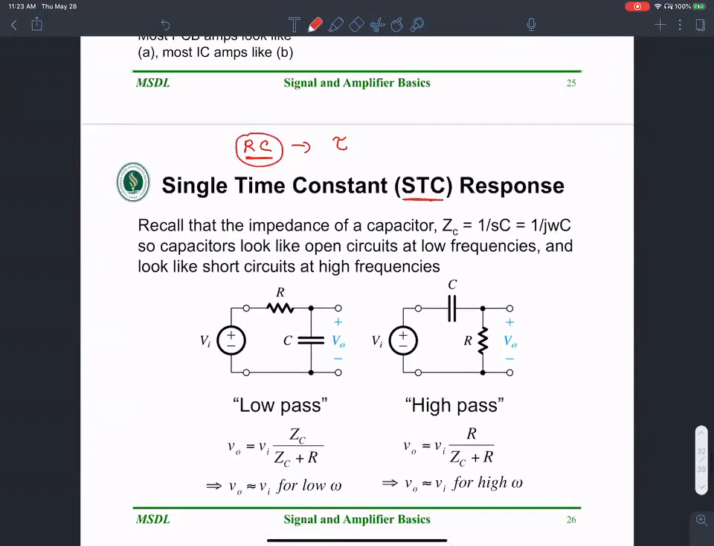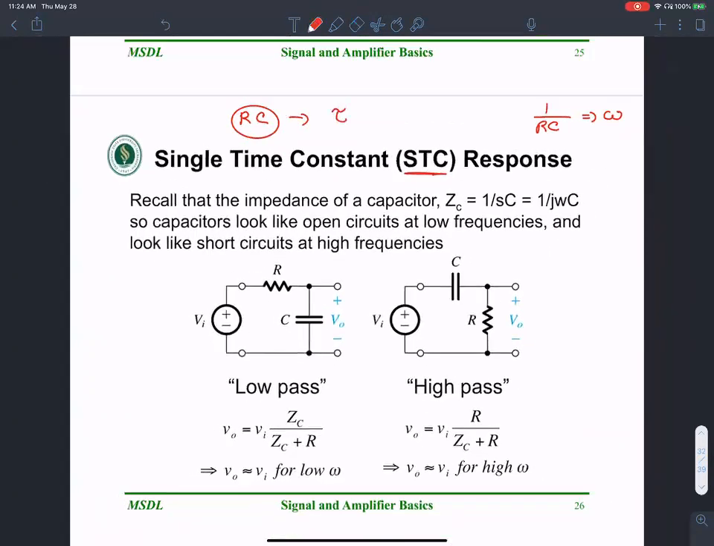Now, the idea is this notion of the product of R times C has a lot of intuitive significance. 1 over RC naturally has units of frequency, radians. If you do 1 over 2 pi RC, then you have hertz. Owing to the fact that R times C usually contributes to delay, it contributes to various artifacts. In the Laplace domain, the impedance of a capacitance is 1 over S times C, where S is j omega. Okay, 1 over j omega C.